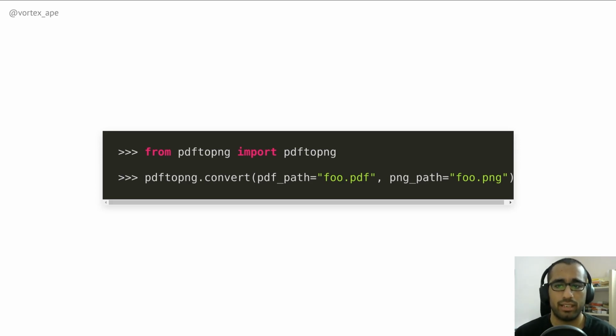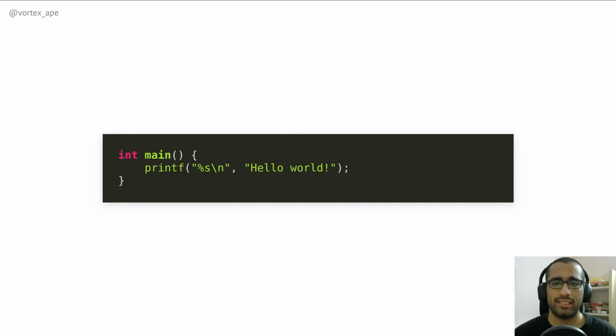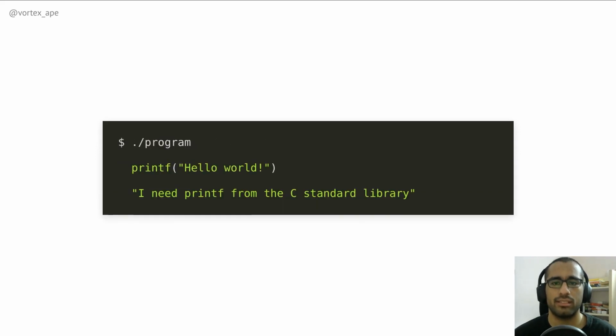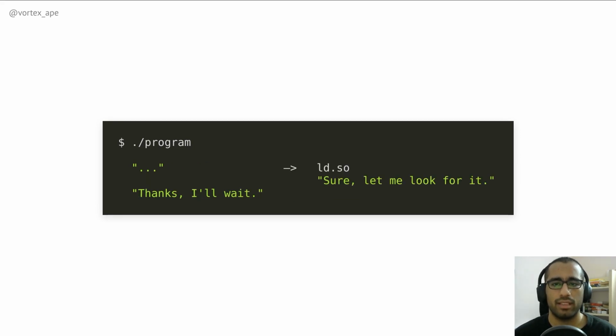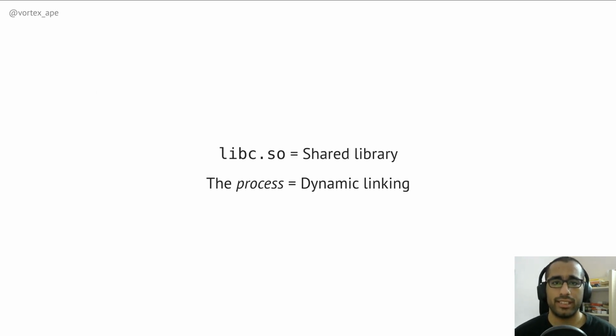But before we do that, let's briefly look into shared libraries and dynamic linking. To understand shared libraries and dynamic linking, let's go through an example of how a program might execute on Linux. Let's say we have a C program which prints a string called hello world. When we compile it with GCC to get an executable and run it, this is what happens. The program sees that it needs the code for printf from the C standard library called libc, and since it does not have it, it asks the dynamic linker, ld, for the path where libc is stored. The dynamic linker looks for it, finds it in one of the default paths, and gives it back to the program, which can then finally finish executing. Here libc.so is the shared library, and the whole process of finding it is dynamic linking.